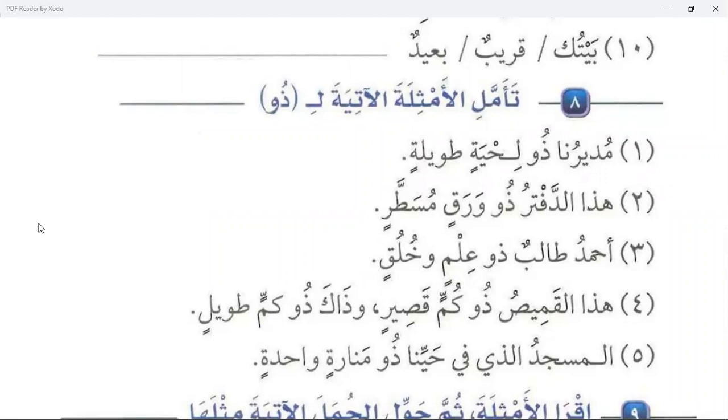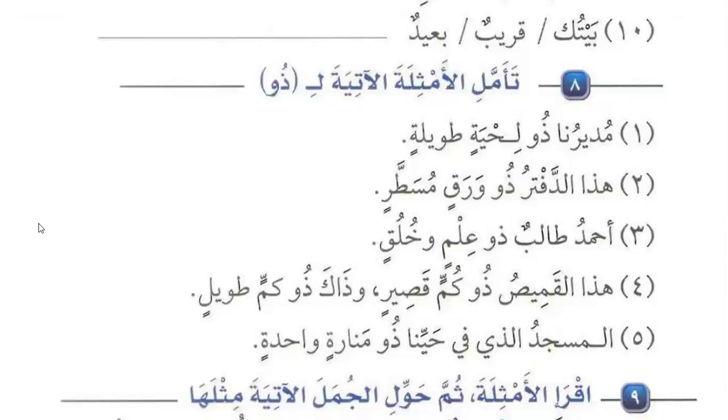Okay. Miss Rama, tell us the meaning of these sentences. Because zu is mudaf wa mudaf ilay. Okay, translate these sentences now. Mudiruna zu lihyatin tawilat. Our principal has a long beard. So, lihyatin is beard. Yes, liya is one word. It means beard. Liyatin is one word. Li is a part of the word, not a separate thing.